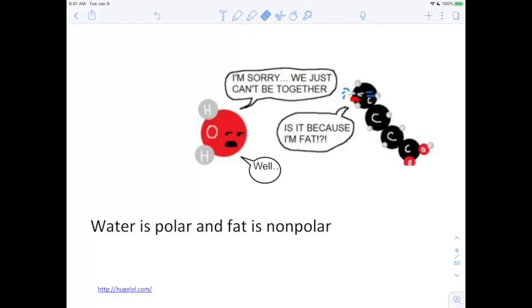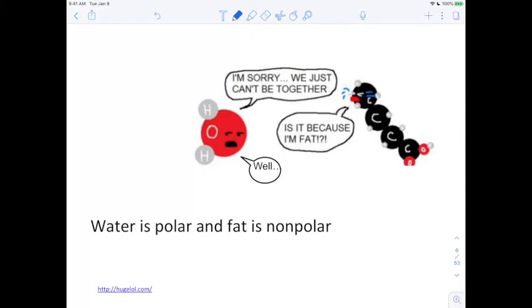So here's water saying, I'm sorry, we just can't be together. And here is our fat molecule saying, is it because I'm fat? And water says, well, because water is polar and fat is nonpolar. So water and fat do not mix because of difference in intermolecular forces.